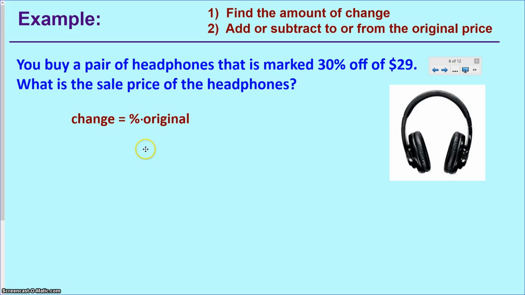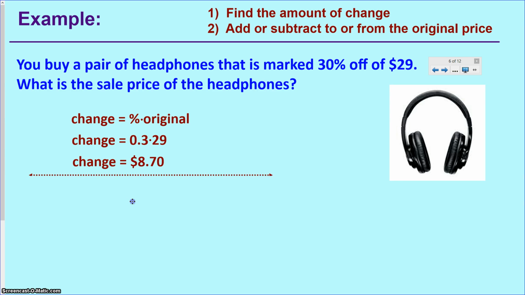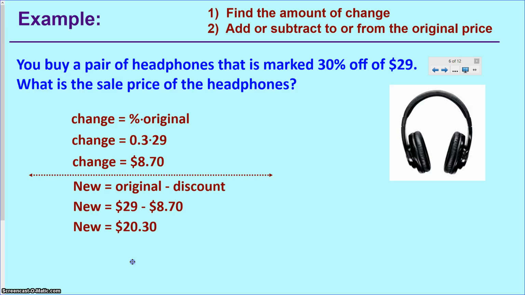Okay, if you do that, your setup looks like this. Change equals 0.3 times 29, that's 30% times $29. That ends up being $8.70. And that is the amount that it changes by. So we're going to subtract 8.70 from our original price. So our discount was 8.70, our original was 29. You do that, and you should get $20.30.